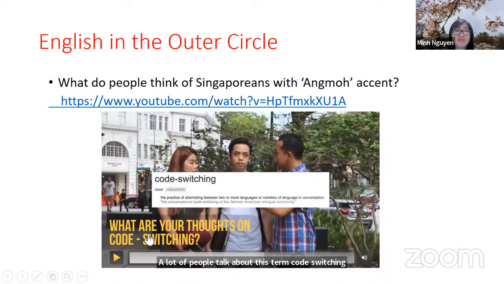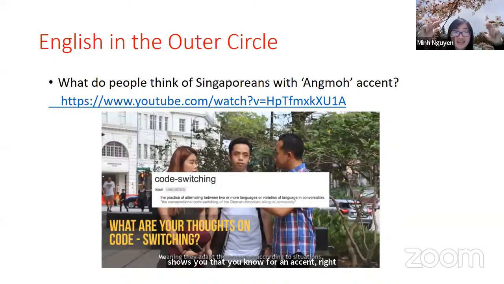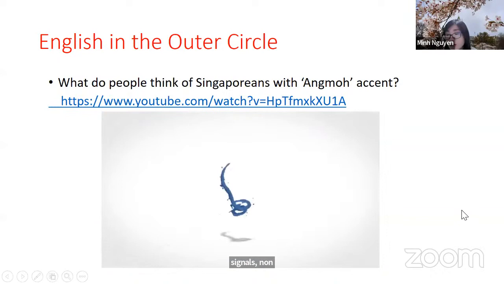But what the video shows you is that a foreign accent, an inner circle accent, a standard accent, may not always be accepted in the community because it signals non-membership within the community. All right, so let's move on to the next part.